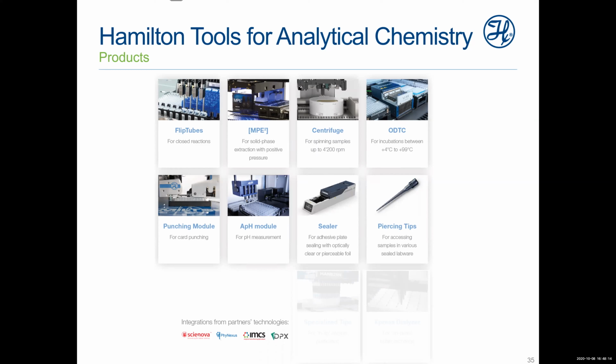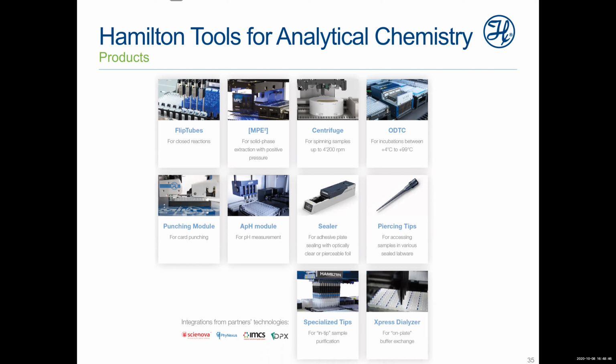And the last 2 tools are based on the partnership with other companies. So first we have specialized tips, and here we have partnered with 3 companies, IMS, DPX, and Finexus. And we have automated their in-tip sample purification. With some tips, samples can be filtered, and with other tips samples undergo in-tip chromatography. So they bind to common affinity resins. Finally, we also partner with Cyanova for the automation of their express dialysis solution, which permits to do on-plate buffer exchange.